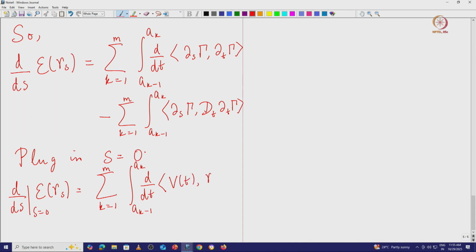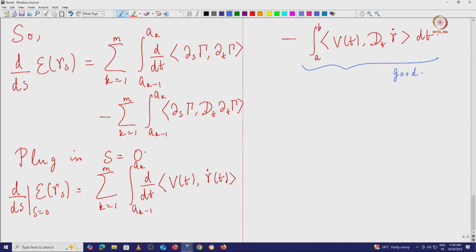V of t times gamma dot of t minus, you get this integral term, integral a to b of v of t times the intrinsic acceleration of gamma. Okay. So this term is good because this is there in our formula, in our first variation formula. So let's analyze the first term. In the first term I am going to use the fundamental theorem of calculus.